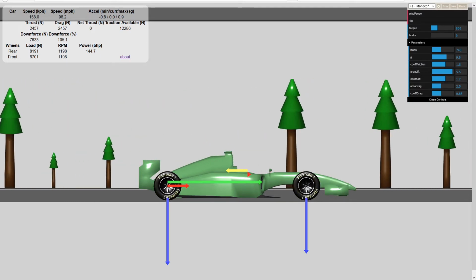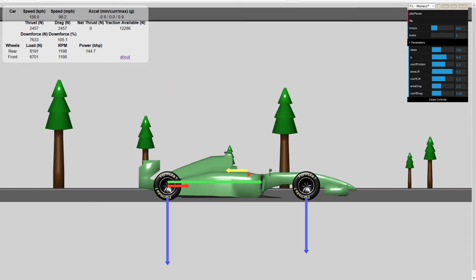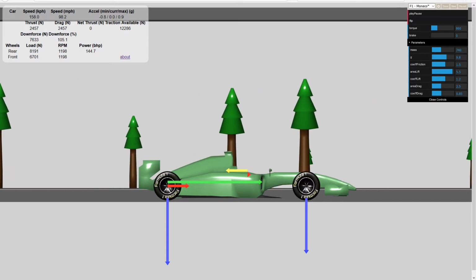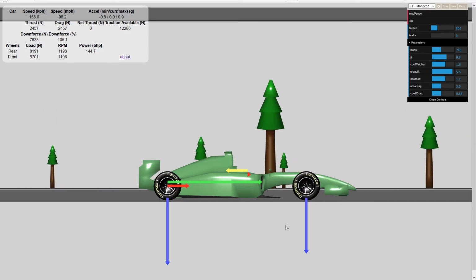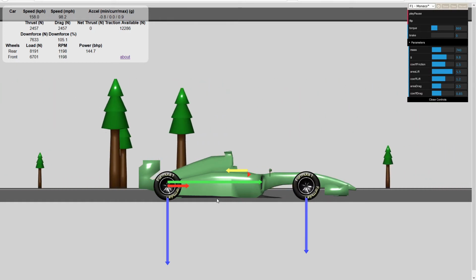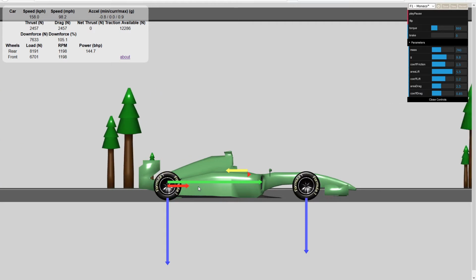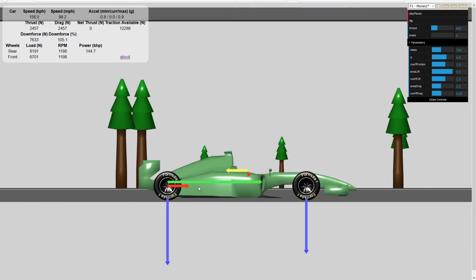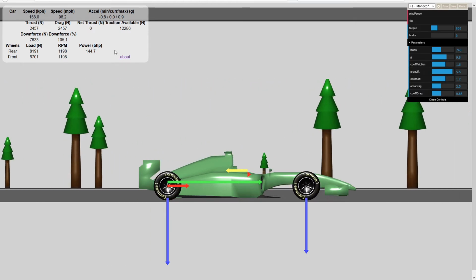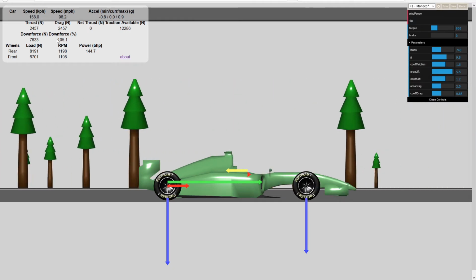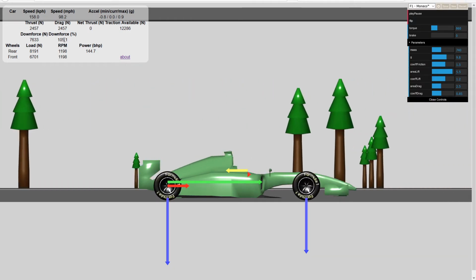This is a very simple two-dimensional F1 simulator I've set up online, and you can play with it yourself later. It lets us see the load on each tyre in blue, the force pushing the car forward in red. The green arrow shows how much traction is available based on the current load on the tyres. Right now the car is doing just under 100 miles per hour and is generating just over its own weight in downforce, 105%, shown here.